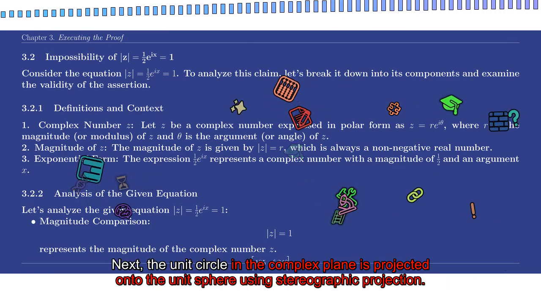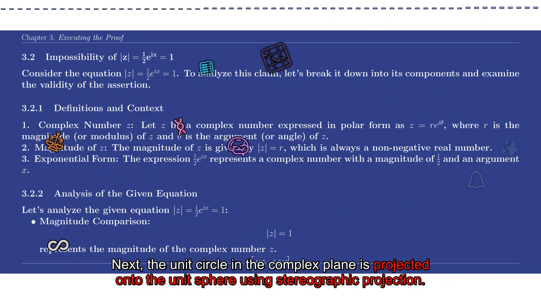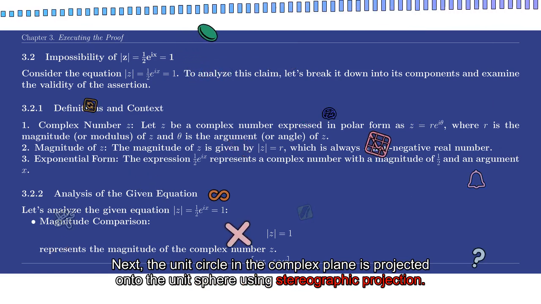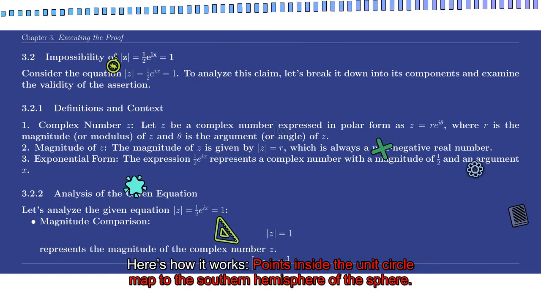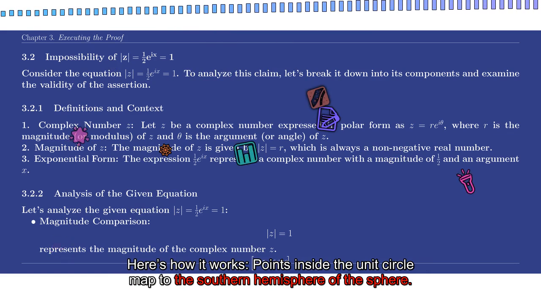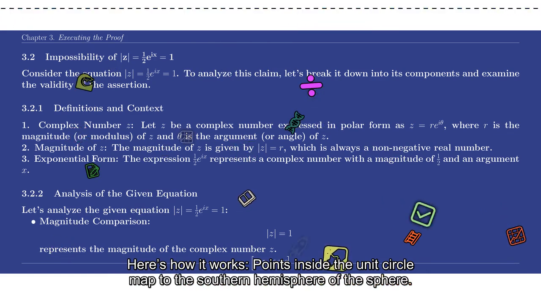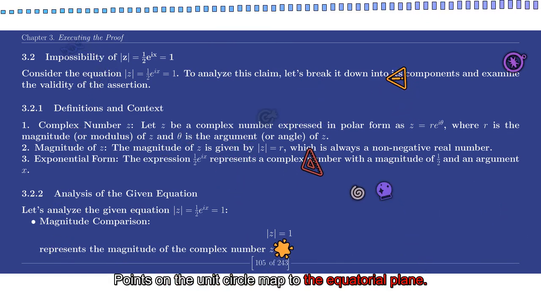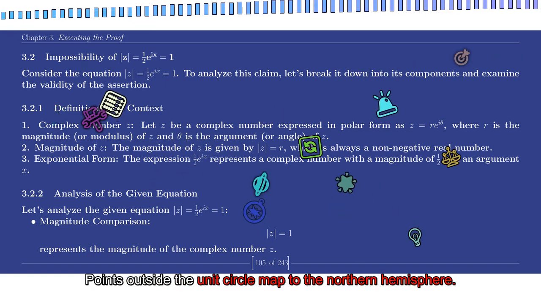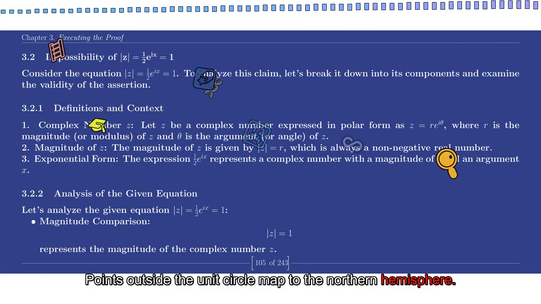Next, the unit circle in the complex plane is projected onto the unit sphere using stereographic projection. Here's how it works. Points inside the unit circle map to the southern hemisphere of the sphere. Points on the unit circle map to the equatorial plane. Points outside the unit circle map to the northern hemisphere.